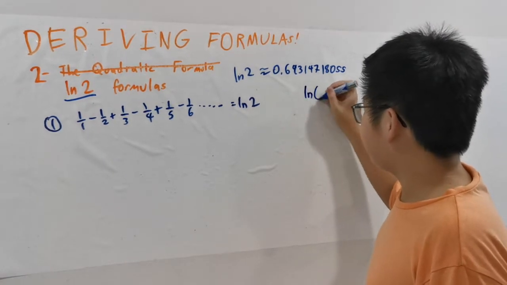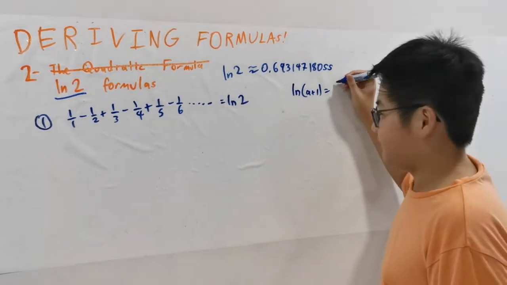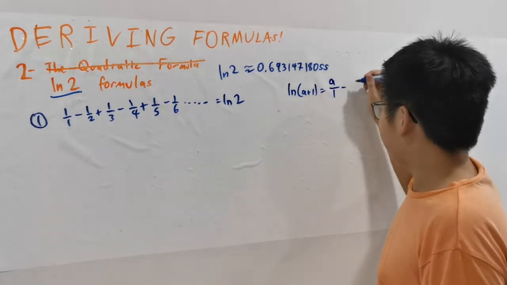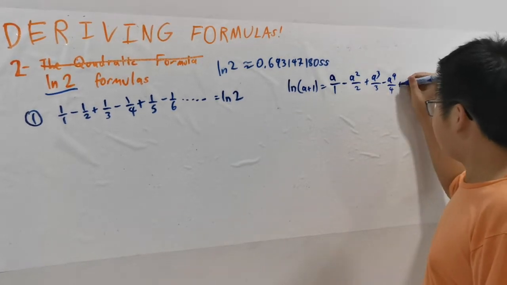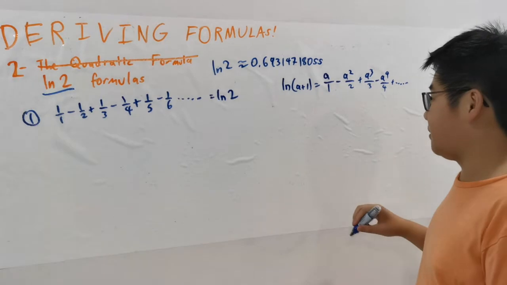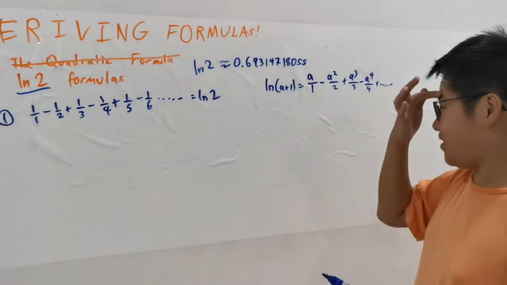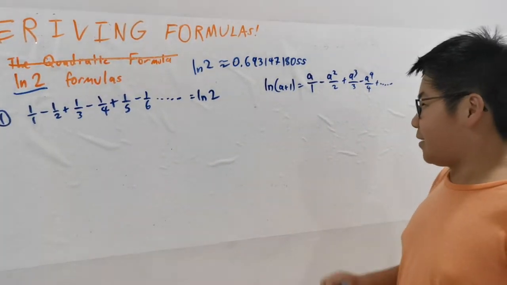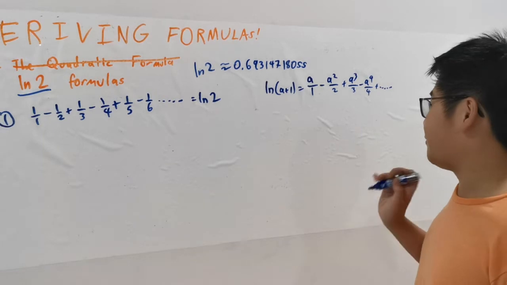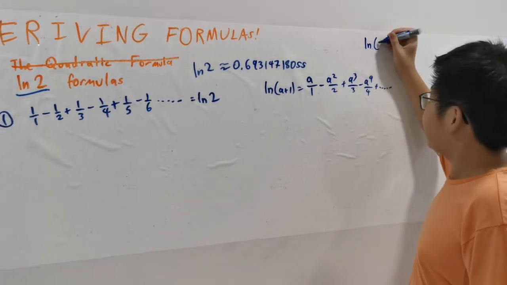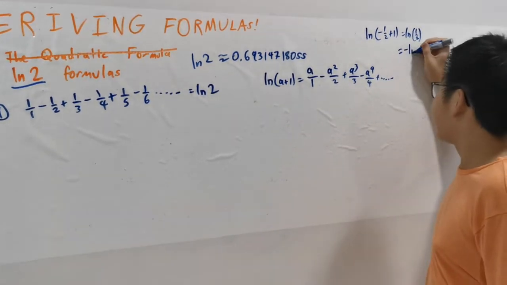So ln(a plus 1) equals, let me see how you remember the formula correctly, a over 1 minus a squared over 2 plus a cubed over 3 minus a to the 4 over 4 plus dot dot dot. That's the Taylor series for ln(a plus 1). At a is 0, if you substitute in 0, you will get 0, which is exactly ln 1. If we substitute a equals 1, we get ln 2. However, if we substitute a equals negative half, ln(negative half plus 1) equals ln half, which equals, prepare yourself, negative ln 2.